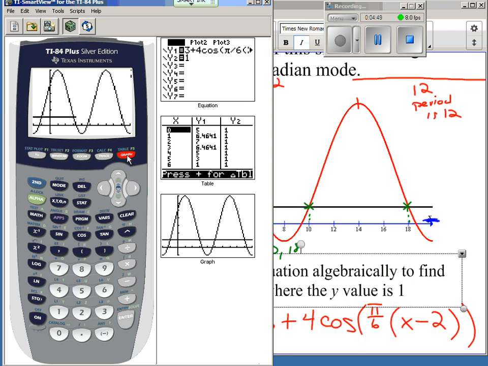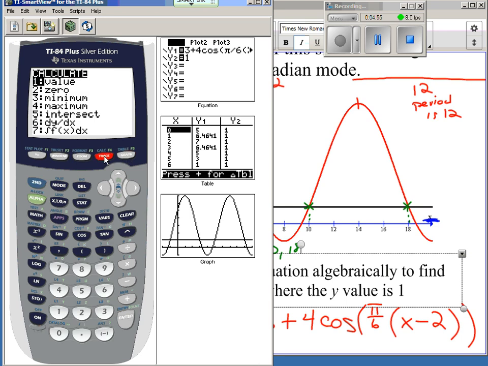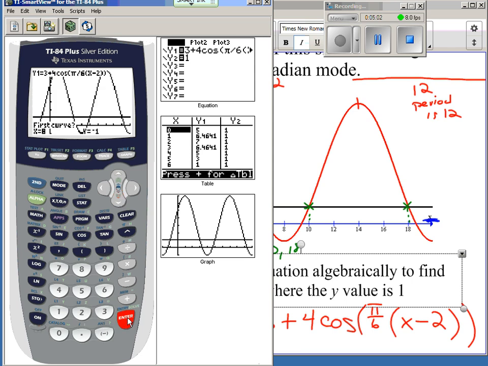It does. And so if I want to find all these places, I am going to intersect. Second trace, which is intersect, and go down to 5, or you can just type 5. And it's going to ask me first curve, which is this right up here at the top. This guy right there. That is what I want. I'm going to hit enter. And then my second curve is y equals 1. I want to hit enter. And if I just hit enter, it'll take me to the nearest one. But I want to go to the very first one.